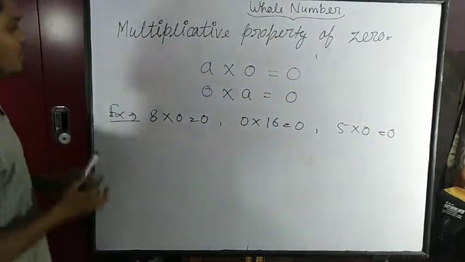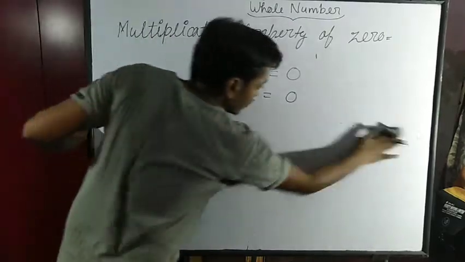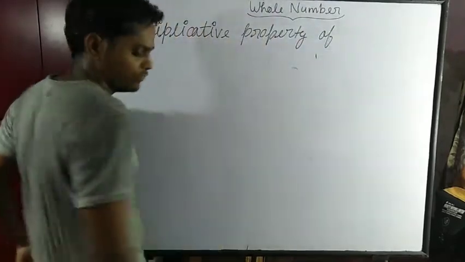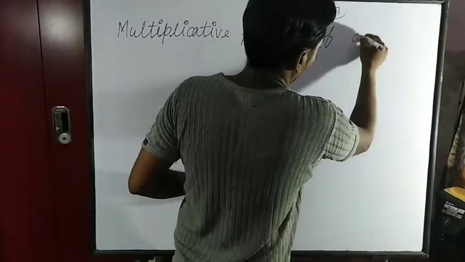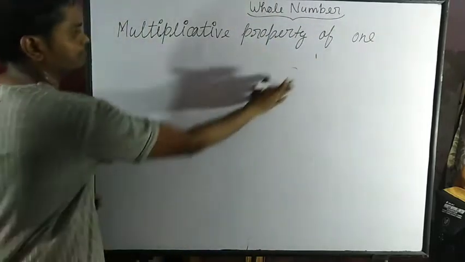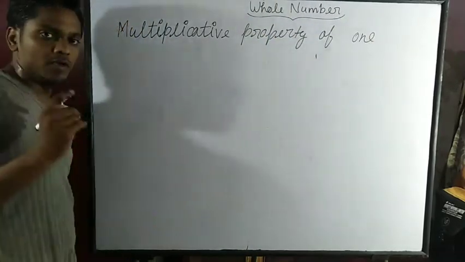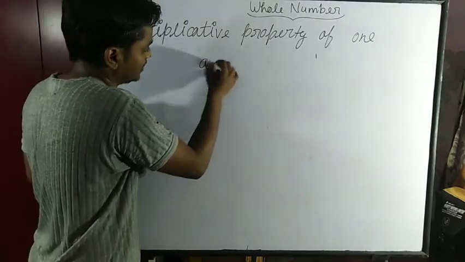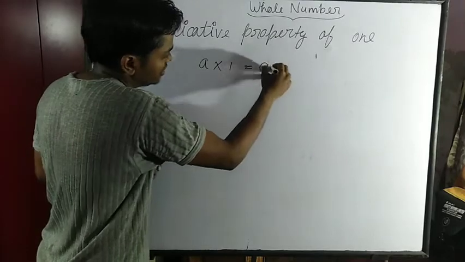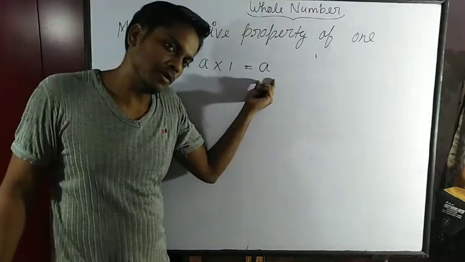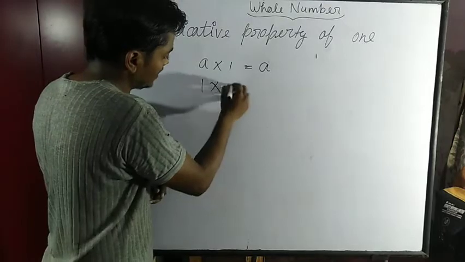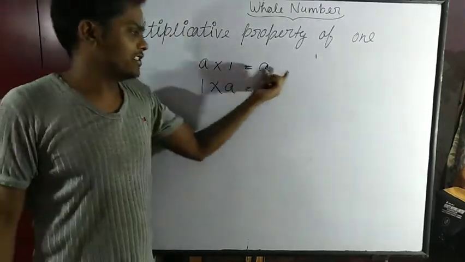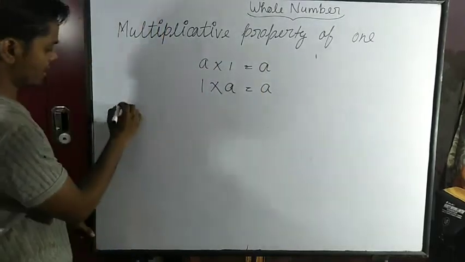Now the multiplicative property of 1. Okay, if any whole number is multiplied with 1, that will not change the value of that whole number, and that will be the result. If 1 is multiplied with any whole number, the result is also the same. So A into 1 is A, and 1 into A is A.